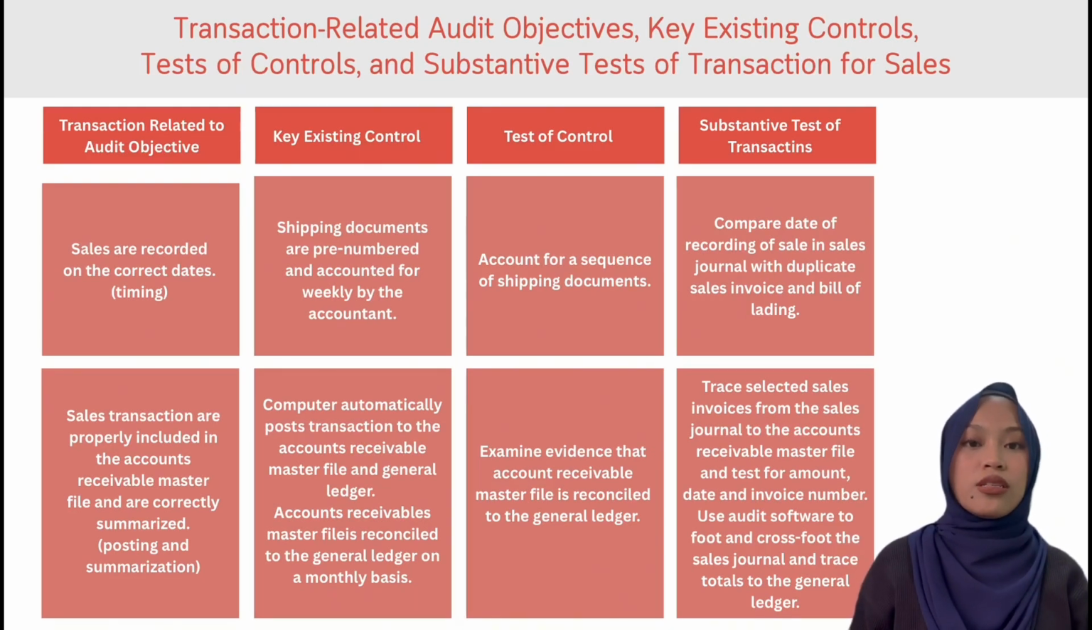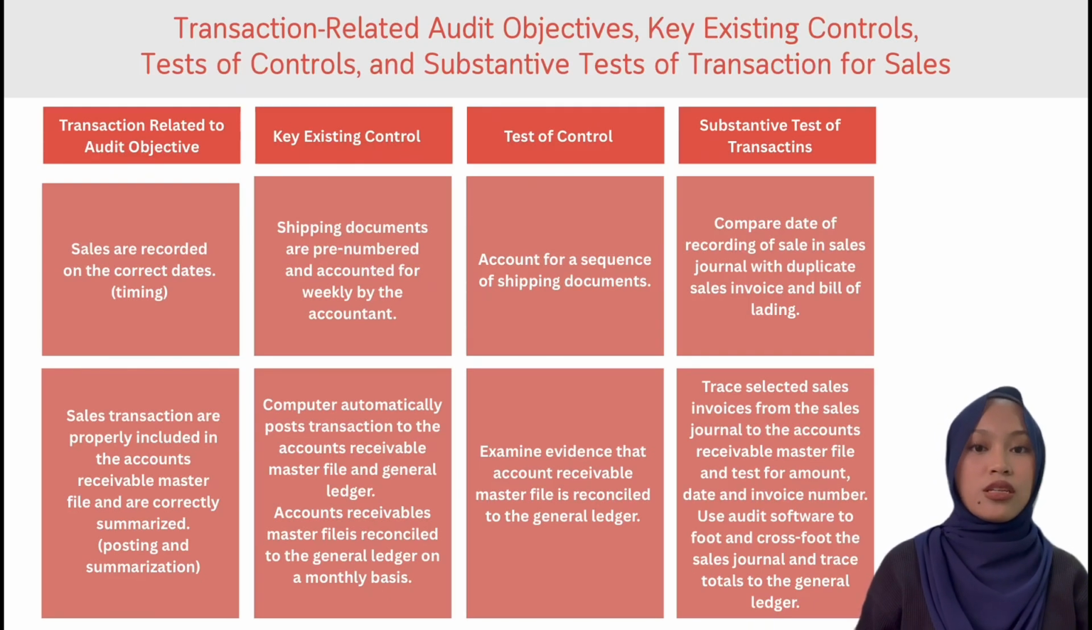To test this, auditors look at the sequence of shipping documents to make sure none of them are missing or recorded late. For the substantive test, auditors compare the date of the sales in the sales journal with the date on the duplicate sales invoice and the bill of lading. This helps to ensure that sales were recorded at the right time.